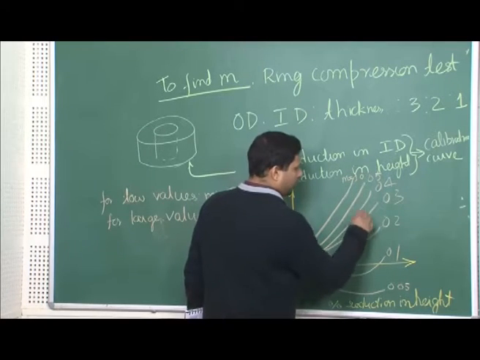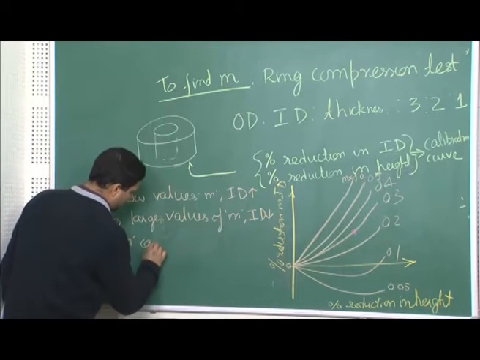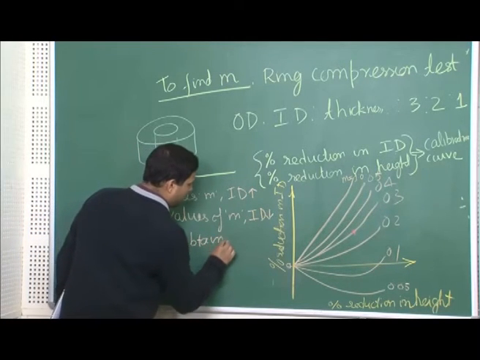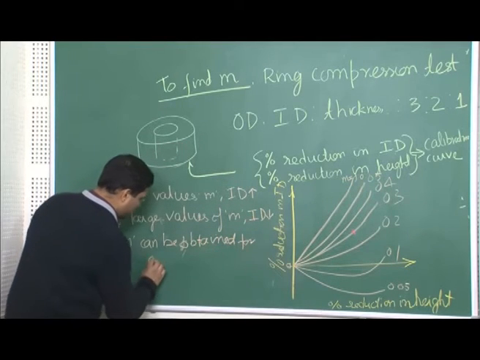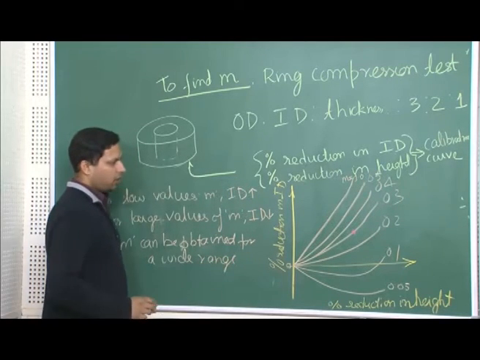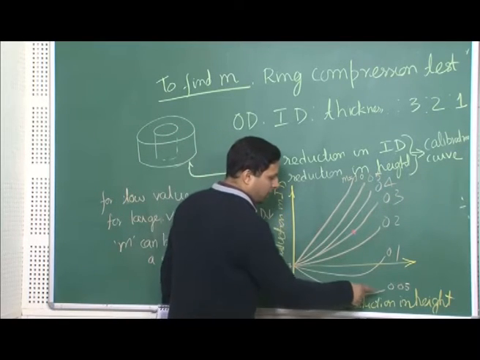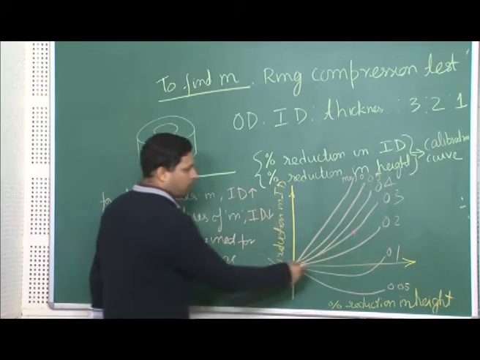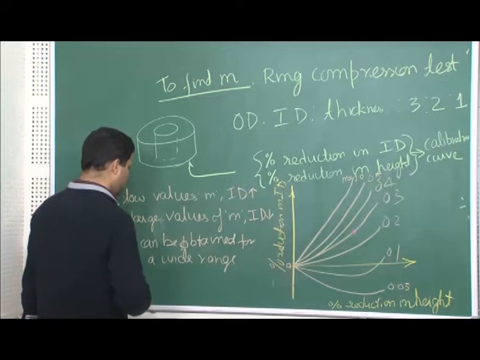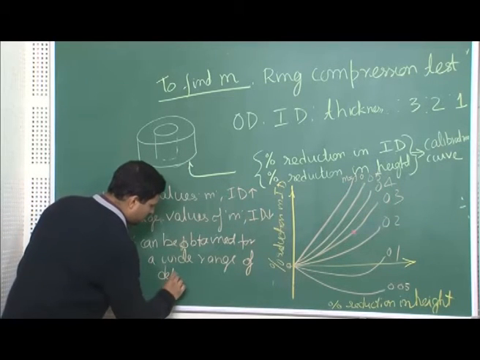Another very important fact or utility of this is that m can be obtained for a wide range of deformation conditions, meaning no matter what stress, strain or strain rate you take, all you need to do is find the value of percentage reduction in inner diameter and percentage reduction in height, and then compare it with this calibration curve, and you will be able to get m, the interface friction factor. So, this is applicable for a wide range of deformation conditions.